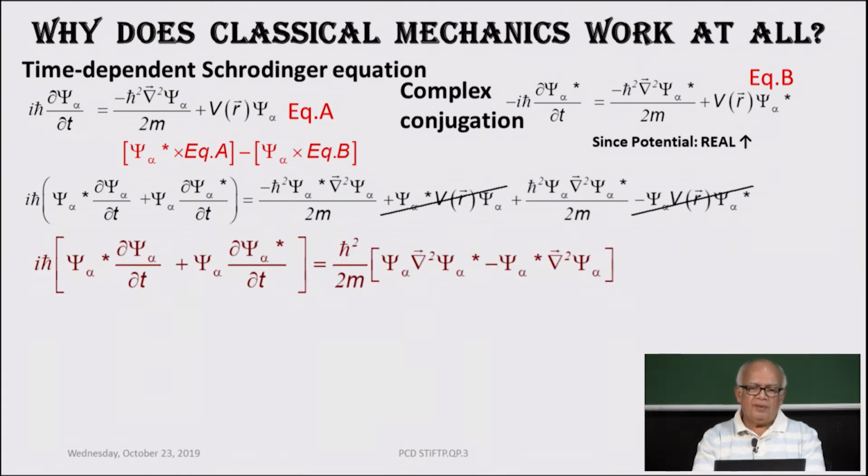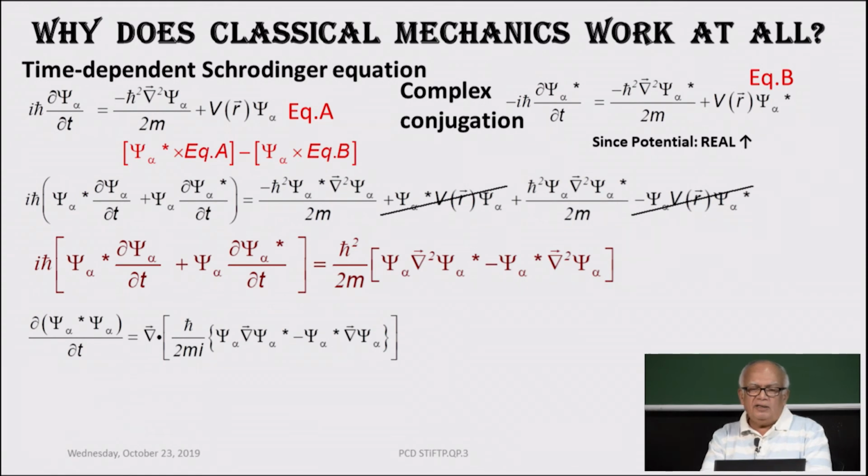Take the difference. This is what you get after cancelling the common terms. And look at the term on the right. You can get it as the divergence of what is there in the rectangular box, and on the left you get the time derivative of the product psi star psi. This is again algebra which a high school kid can work out. If you have any difficulty because you think that I am going too fast, please stop me.